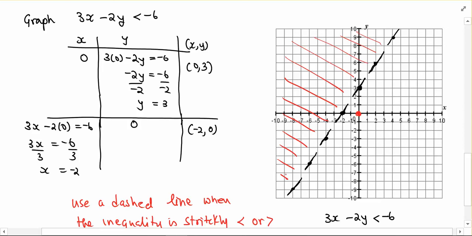All right, so the things to remember: dashed versus solid line tells you whether the line is included or not. Use a test point to decide whether you should shade above the line or below the line. It's not always clear which way you should go, so always use a test point.